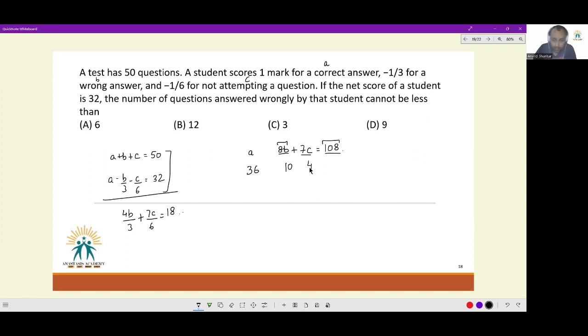Next case that we can get from here is C will increase by 8 and B will reduce by 7. So this becomes 3, this becomes 12. 7 into 12 is 84. And 3 and 12, 15. So this will be 35. And these are all the solution sets that you can get. Now, if the net score of a student is 32, the number of questions wrongly answered by that student cannot be less than, because these are the only acceptable solution sets, 3. This is one way of solving it.